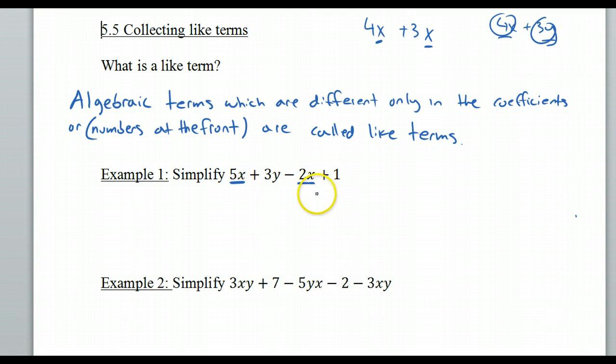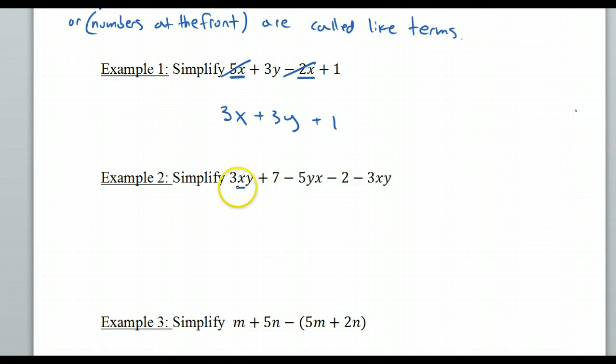So the only thing that I can simplify is the 5x minus 2x. I'm going to do that in my head. 5 minus 2 is 3, so 3x. And then the other ones, I'm going to cross them out because that tells me that I finished working with them, and I'm just going to copy the other ones like this. And then that's it, actually. We're done. That's the only like term in that question. Example number 2.